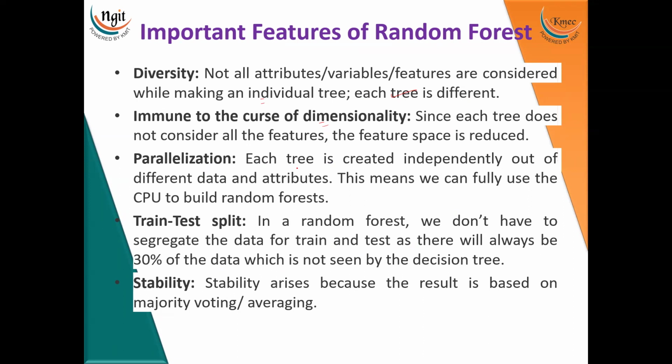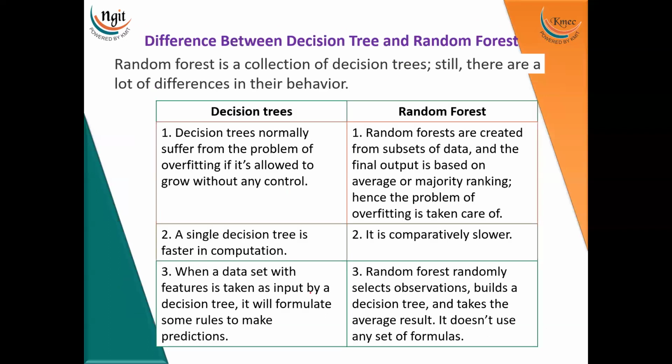Then parallelization. Each tree is created independently out of different data and attributes. That means we are fully using the CPU to build the random forest. Next, train-test split for every algorithm. In a random forest, we need not segregate data for training and testing. Why? Because there will always be about 30% of the data which is not seen by a given decision tree. And stability: stability arises when the result is based on majority voting or averaging. These are some of the important features of this random forest.